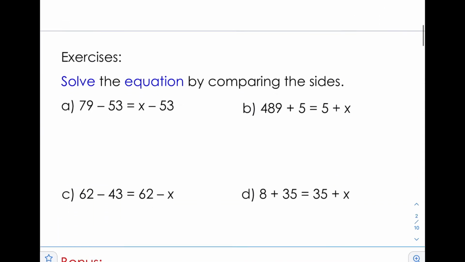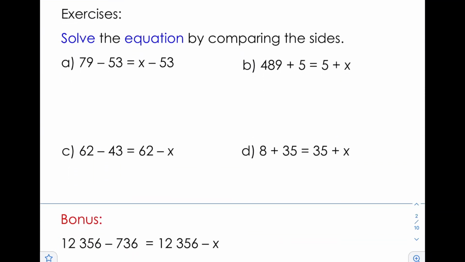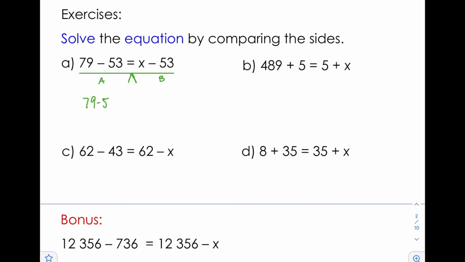Let's get started. Solve the equation by completing the sides. So think of these as a seesaw. And the equal sign is the center that the seesaw balances on. So if it's perfectly balanced, that means the amount we have on side A is going to be equal to the amount we have on side B. So if we have 79 minus 53 on this side, then we're going to have 79 minus 53 on the other side. So x, in this case, is equal to 79.